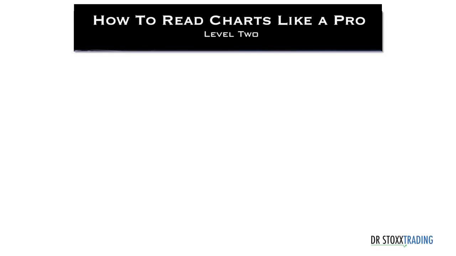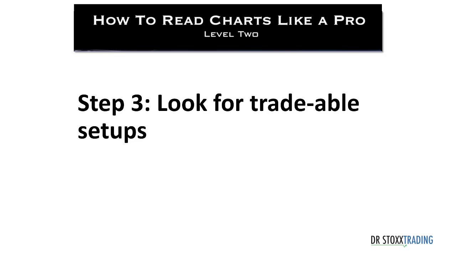Third step is to look for tradable setups. So now you've got your charts fairly well marked up with trend lines, support and resistance lines, chart pattern lines. The next thing you want to do is, within that context, within those boundaries around the price movement, find places of entry. You want to find stocks that are right now set up to enter the trade. And that can come in a variety of forms.